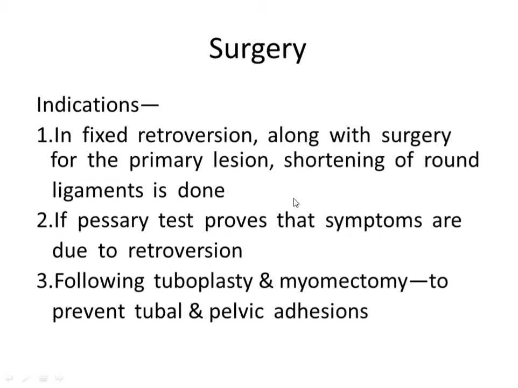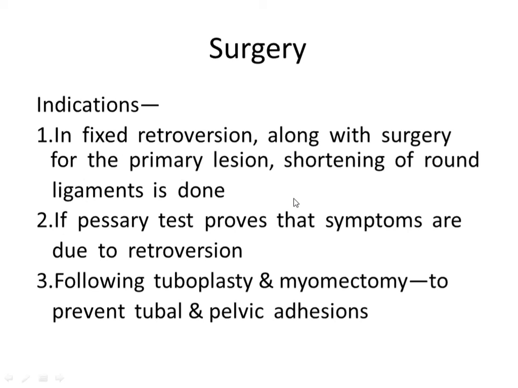In retroversion, what happens is that because the uterus moves backwards, the round ligaments, which go from the fundus of the uterus towards the inguinal ligament across the lateral wall of the pelvis, isn't it? Because now the uterus has fallen backwards, these round ligaments get stretched. Round ligaments are going anteriorly, so they get stretched. So when you correct the retroversion, you also shorten these round ligaments. So you plicate these round ligaments. Along with the surgery for the primary lesion, you do this.